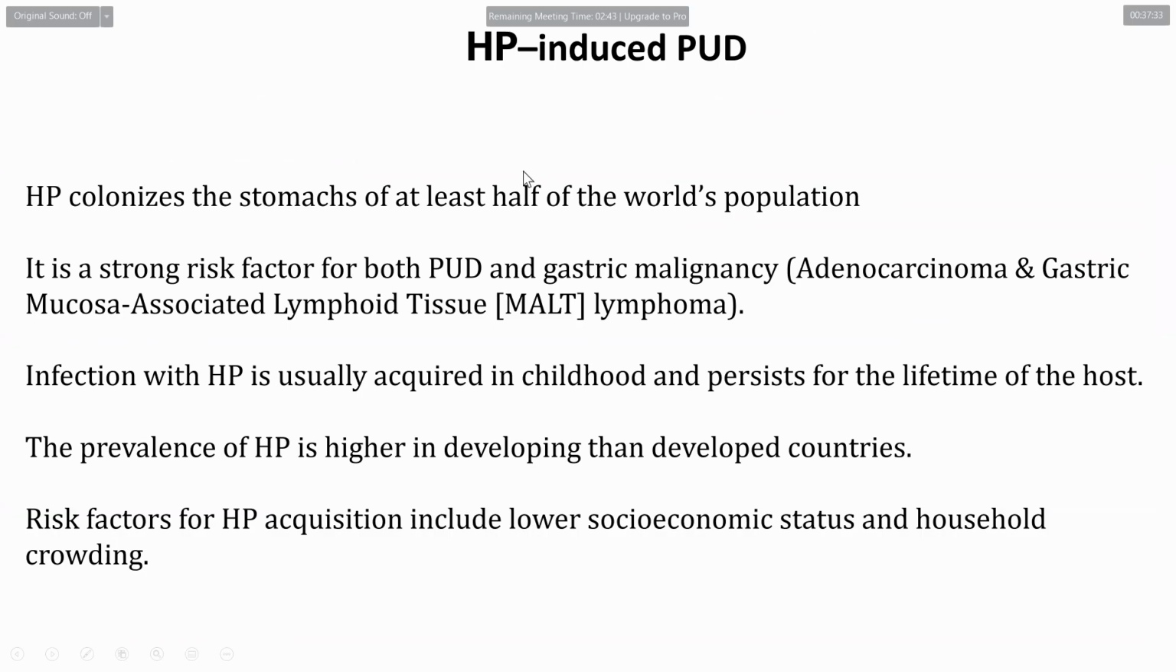H. pylori and non-steroidals all cause peptic ulcer disease, mainly duodenal, okay? Maybe half the world or even more have H. pylori. H. pylori can cause a specific type of gastric tumor called mucosa-associated lymphoid tissue lymphoma. It's a lymphoma, a maltoma, we call it, okay? Sometimes it can cause adenocarcinoma, so it's a potential carcinogen, okay? Maltomas are specific to H. pylori, whereas adenocarcinoma can come from other sources, but H. pylori is one of the causes.